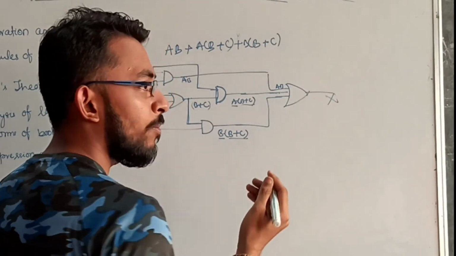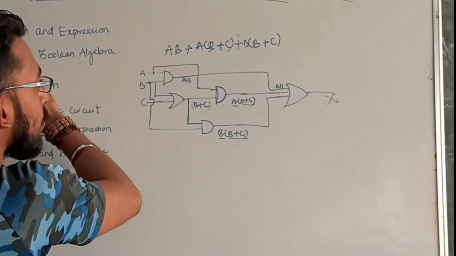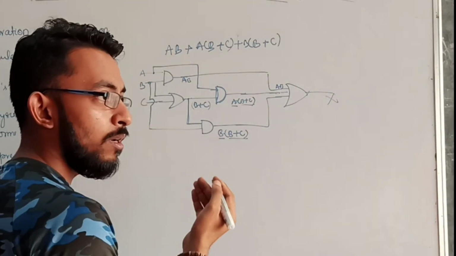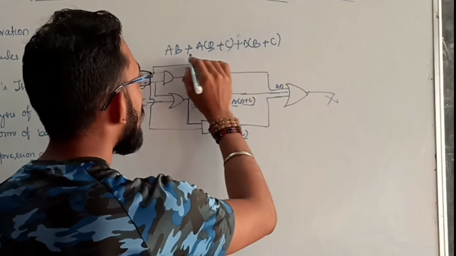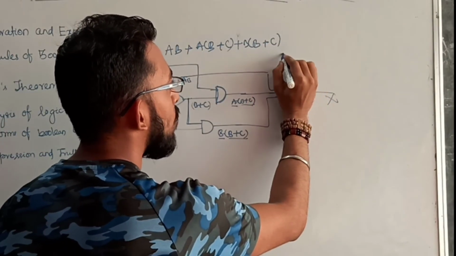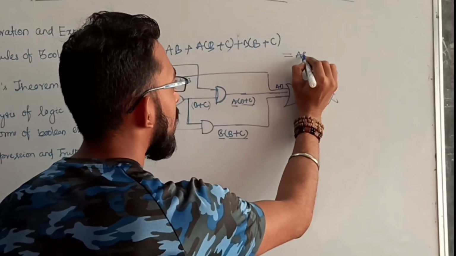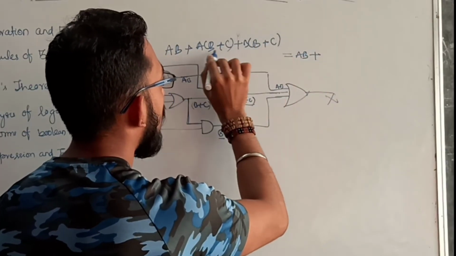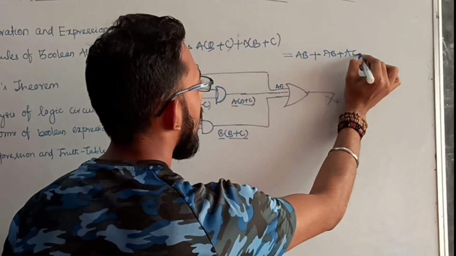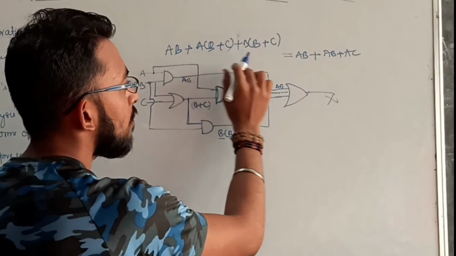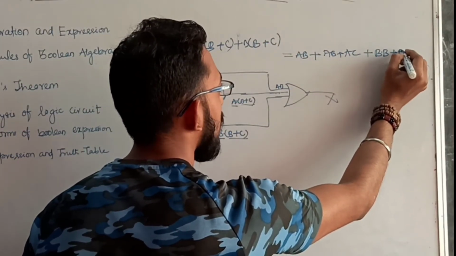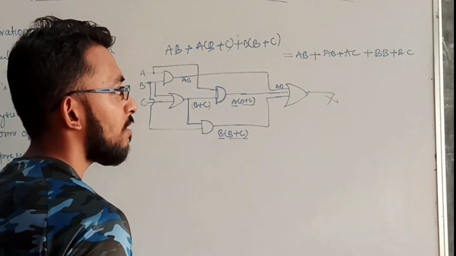So what you have to do? You have to apply the rules that we read before. We have to use the distributive law and some other rules for this. For this expression, first you have to open the bracket, that means applying the distributive law. AB is there, plus, I will open this one, AB plus AC, A multiplied with B plus C, plus B dot B plus B dot C.